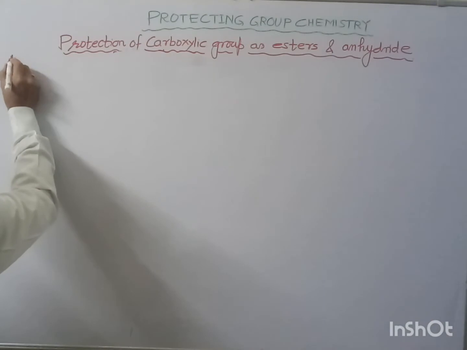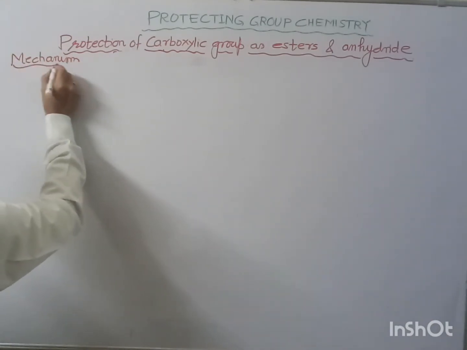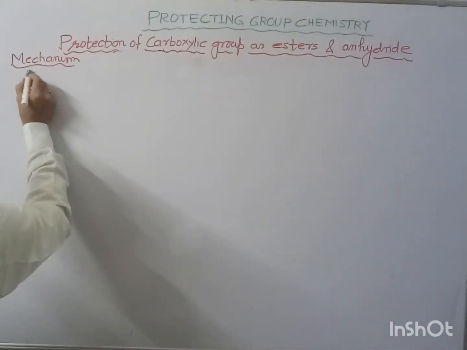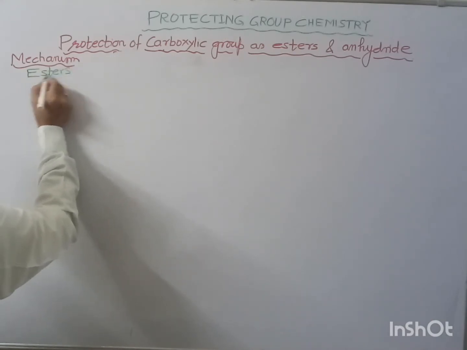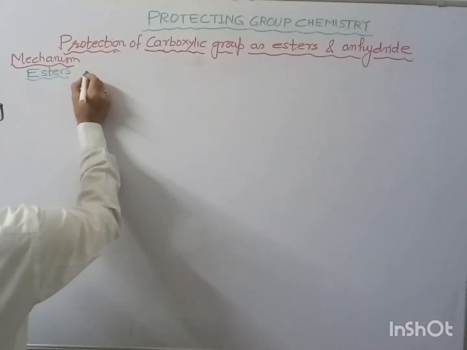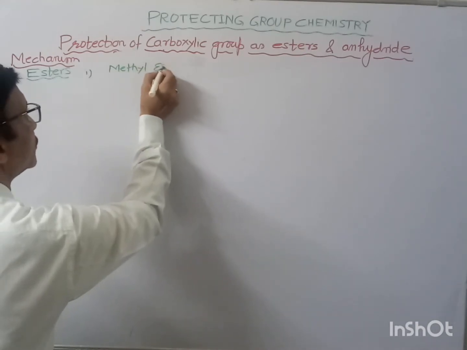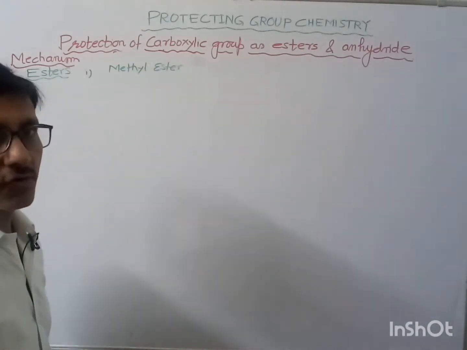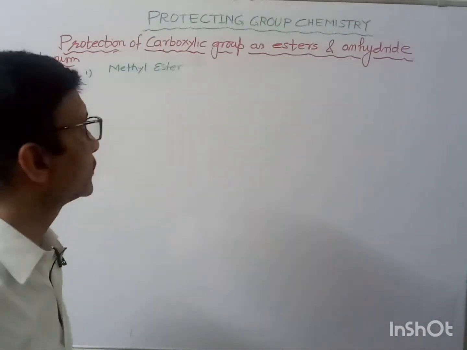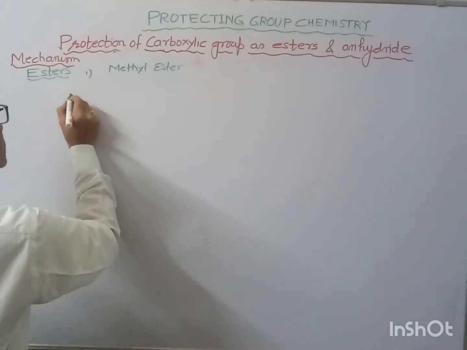So let's see the mechanism part. First, let's see this about the esters. One of them, what I told you, is the methyl ester. Suppose we have this methyl ester, then how can we prepare it? Or how can we convert this carboxylic acid group into a methyl ester using the alcohol?